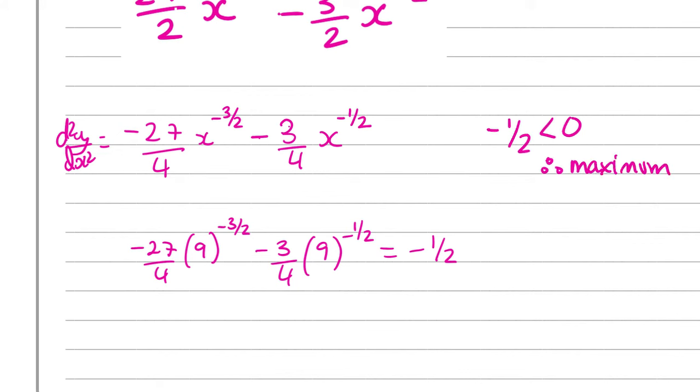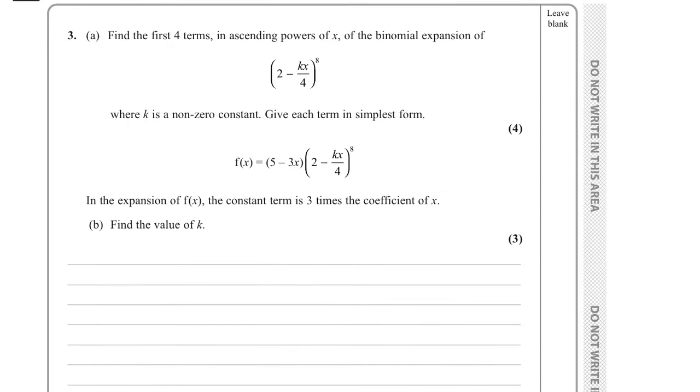Therefore, maximum. Now, some people didn't state this. You're not going to get full marks if you don't write that full sentence at the end. Yeah? It's not even a full sentence, is it? It's just a word, but you know what I mean. Okay, find the first 4 terms in ascending powers of x of the binomial expansion. Now, I've got to say, I think only 2 people got this right. The full thing. Oh, the first thing. 2 people.